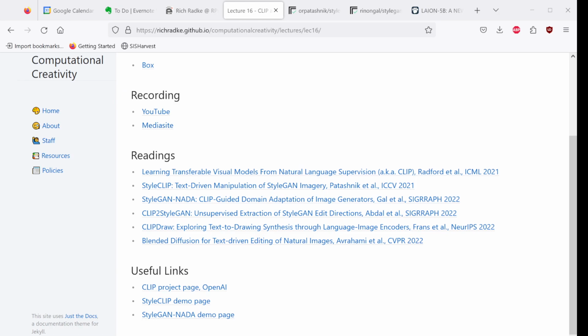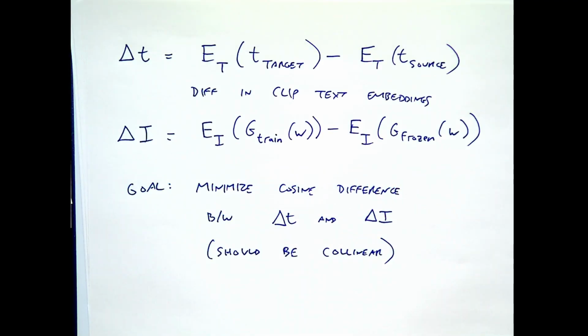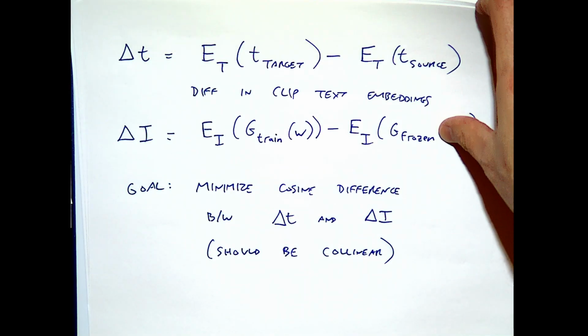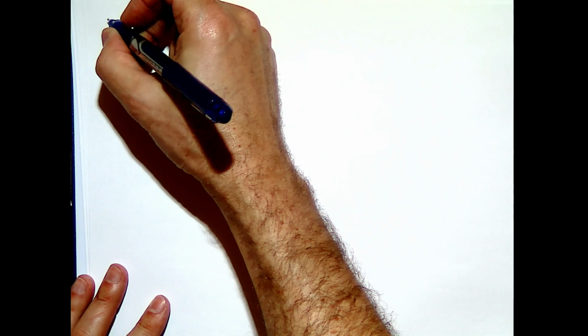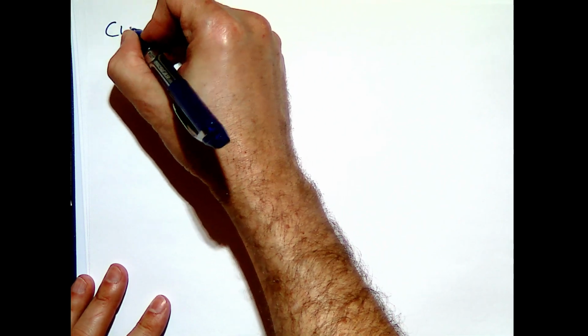OK, one more thing that I thought was really cool was that so far, all the text stuff is coming from the user, saying, make this image look like this. And so there was a paper called CLIP to StyleGAN.